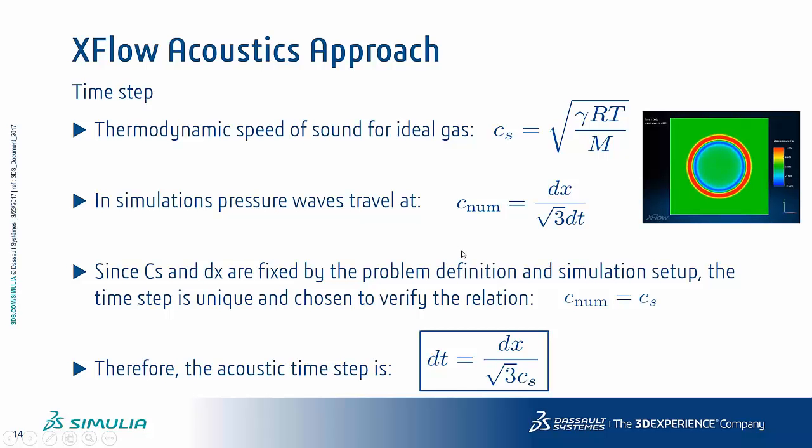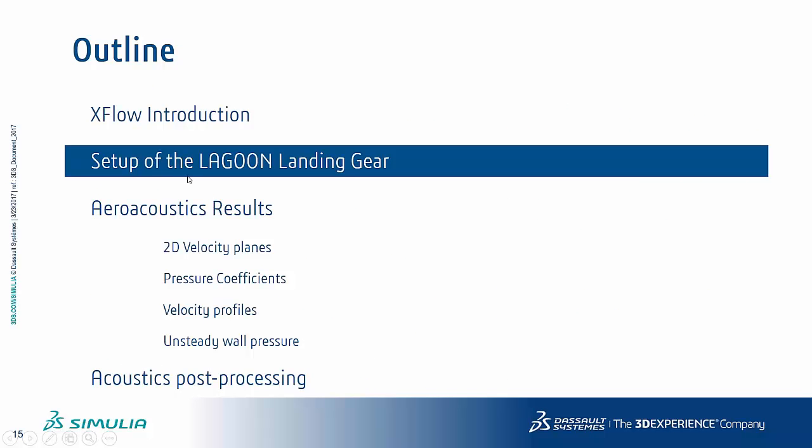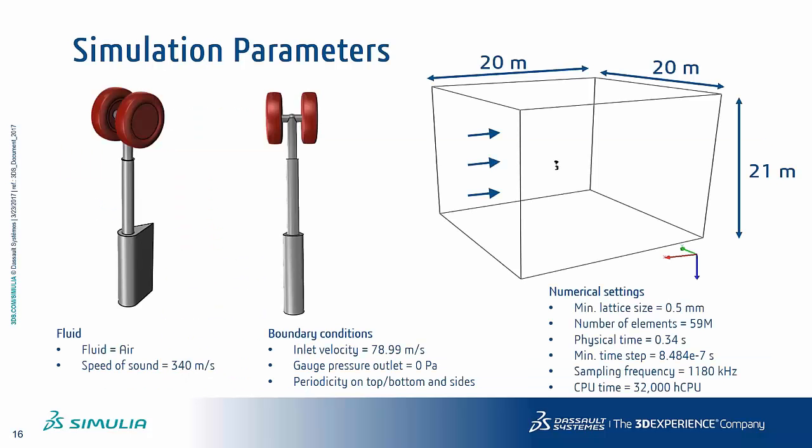And because of that, because the streaming is exact in Lattice-Boltzmann, we also get a very low dissipative scheme for this direct noise computation approach. So now we are done with that. I'd like to speak about the LAGOON landing gear setup and show you a bit of what we've done in this case. So this is the following.